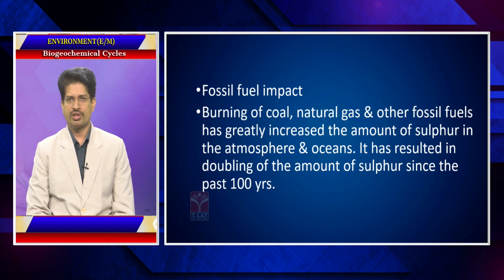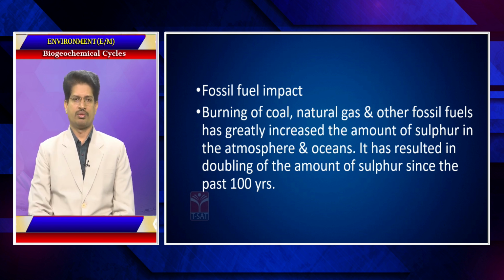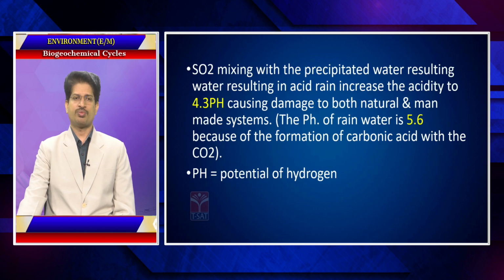The calcium phosphate in the bones. So, fossil fuel impact. Burning of coal, natural gas and other fossil fuels has greatly increased the amount of sulfur in the atmosphere and oceans. It has resulted in the doubling of the amount of sulfur in the past 100 years, which is responsible for acid rain. This releases sulfur dioxide, leading to the formation of sulfuric acid, leading to acid rain.